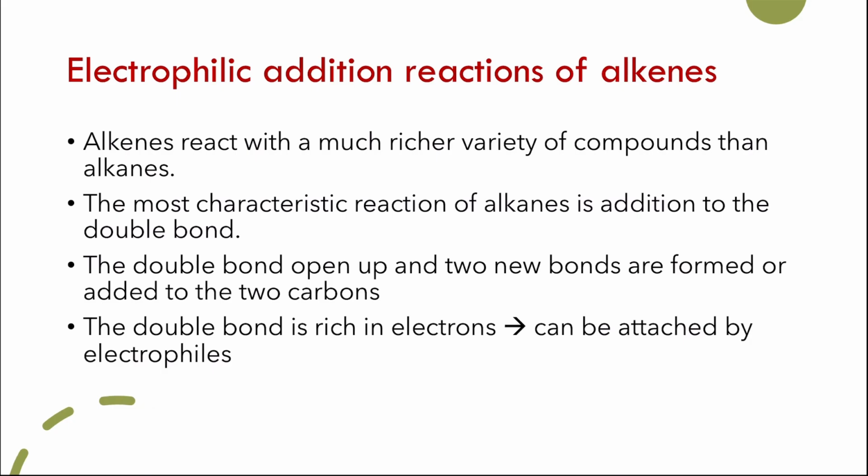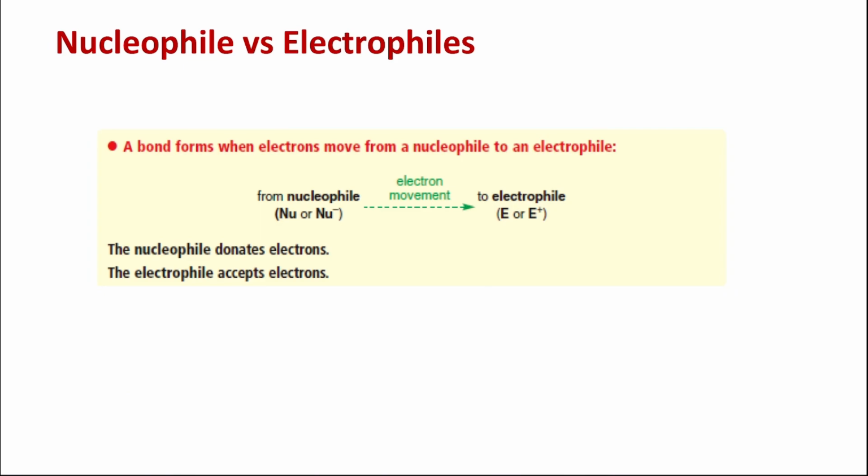So what is an electrophile? For any new bond to be formed, usually we have a nucleophile and we have an electrophile. A nucleophile is a species that is electron rich and it donates its electrons and moves its electrons towards an electrophile, which is electron deficient, and then a new bond is formed due to the movement of the electrons from the nucleophile to the electrophile.